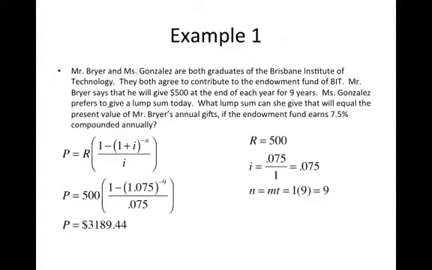$3,189.44. Since her one lump payment will be earning 7.5% interest all 9 years, her $3,189.44 will equal Mr. Breyer's $4,500 plus the interest he's earned on the $500 each year that he has contributed. So she actually will have less out of pocket because she's doing it earlier.